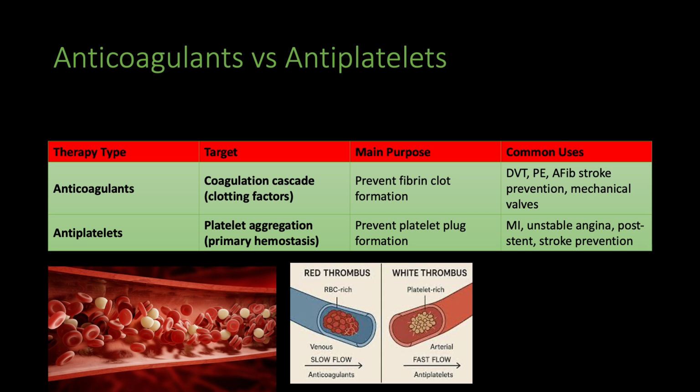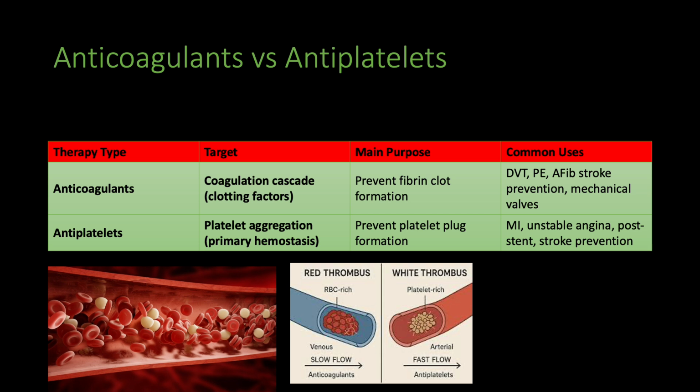So you can see here some of the common uses, like DVT, PE, AFib, stroke prevention, mechanical valves, DVT like deep vein thrombosis, peripheral embolism. You can also see antiplatelets being used for myocardial infarction, unstable angina, post-stent, stroke prevention. So these are just some of the areas where these can be used.